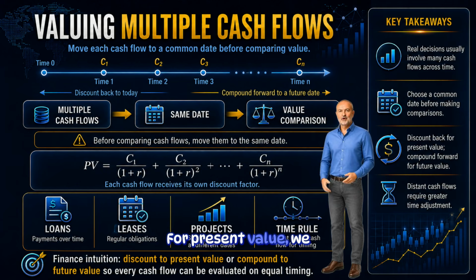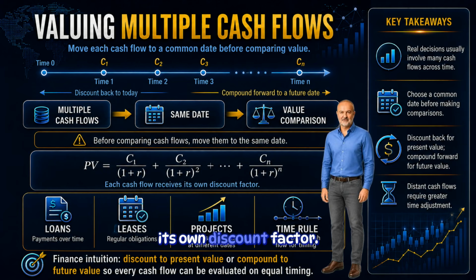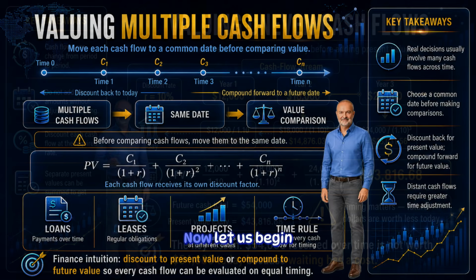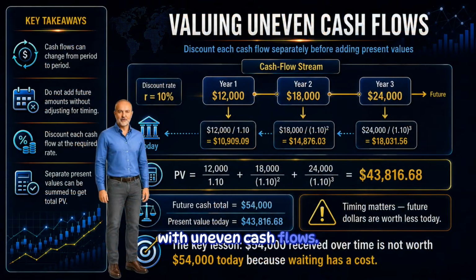For present value, we write PV equals C1 divided by 1 plus R, plus C2 divided by 1 plus R to the power of 2, etc. Each cash flow gets its own discount factor. That is our foundation for the entire lecture today. Now let us begin with uneven cash flows.